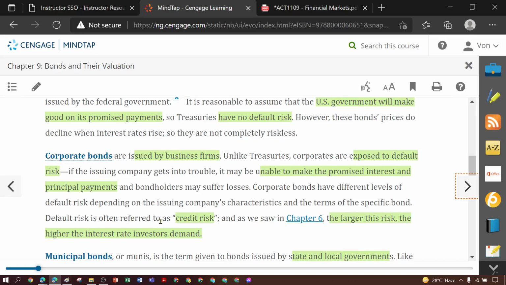Okay. Default risk is often referred to as credit risk. The larger this risk, the higher the interest rate investors demand.